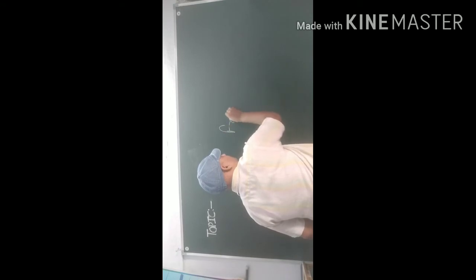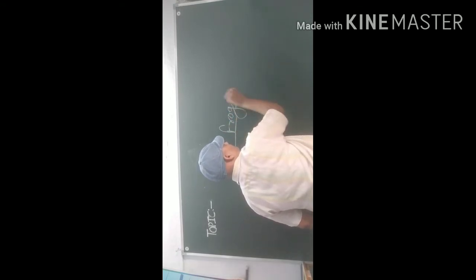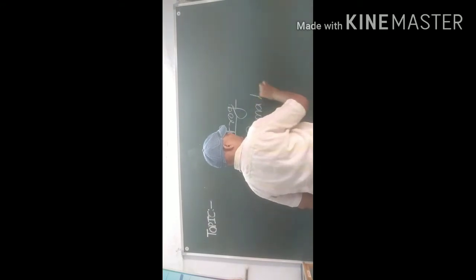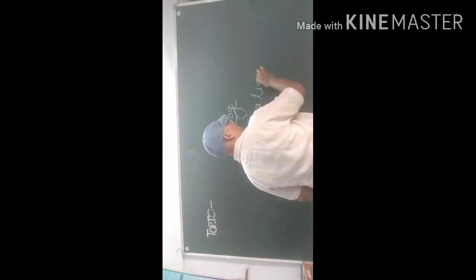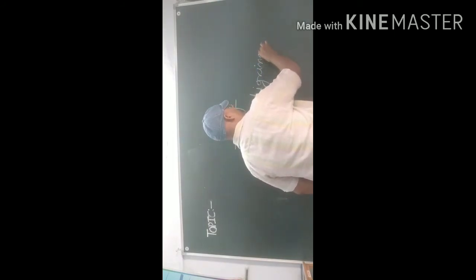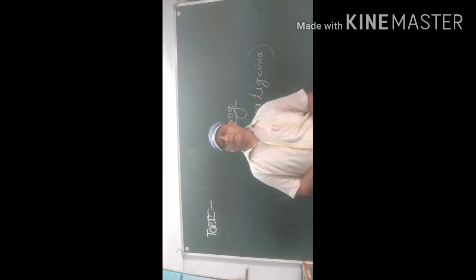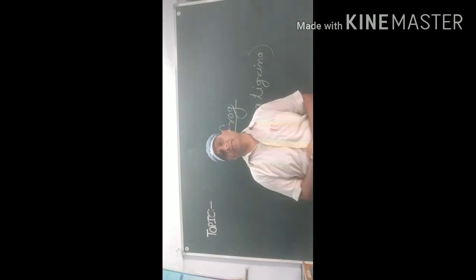Frog. The scientific name of frog is Rana tigrina. It is generally found in our surroundings, in damp soils, water bodies, and various regions.